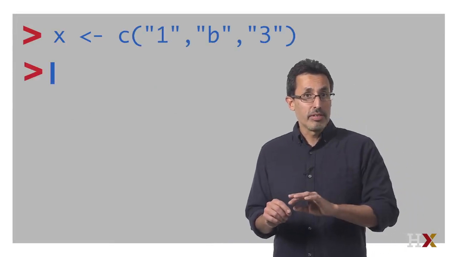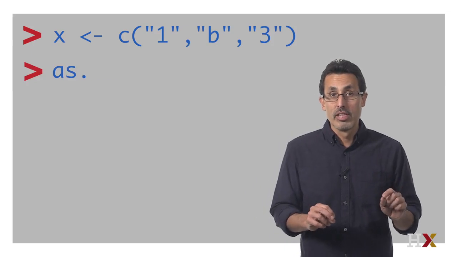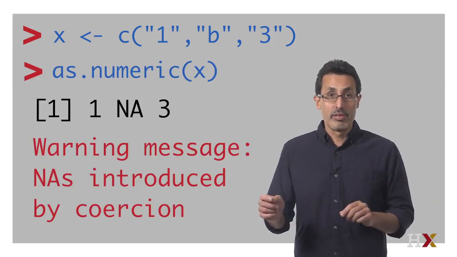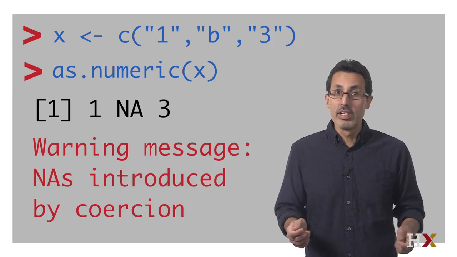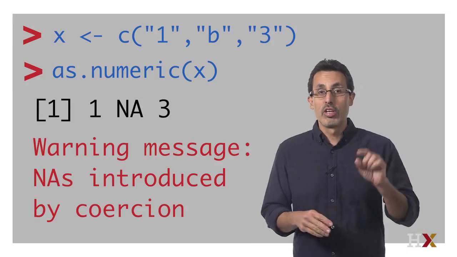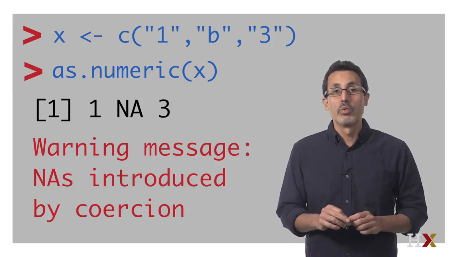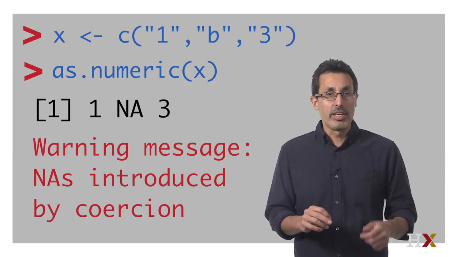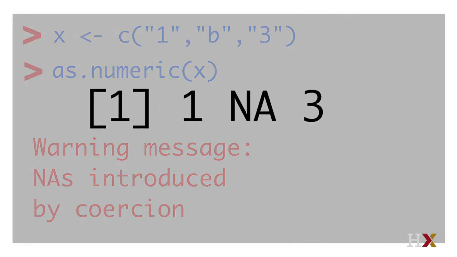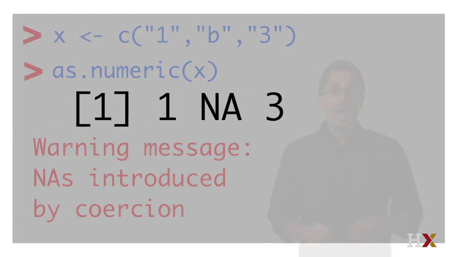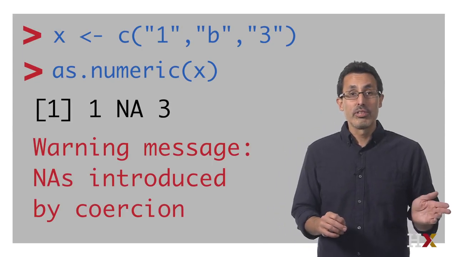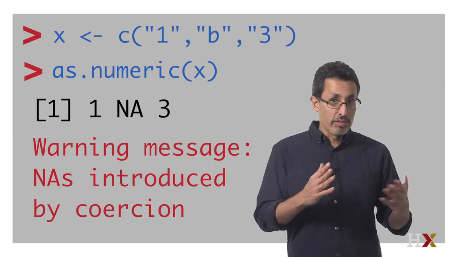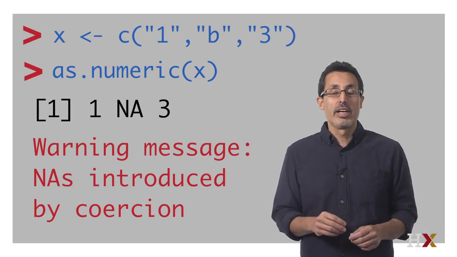Here's an example. Suppose we define an object of character strings "1", "b", "3", and we want to convert them to numbers. R will be able to convert the 1 and the 3 to the numeric values 1 and 3, but it won't know what to do with b. So if you call as.numeric on this vector, we get a warning. It says NAs introduced by coercion, and the answer is the number 1, a missing value, and then the number 3. R does not have any guesses of what to do, so instead of converting b to a number, it tells us it's an NA.